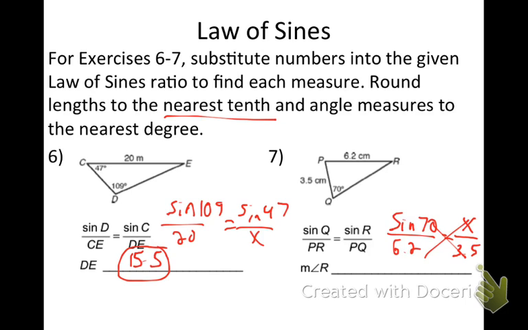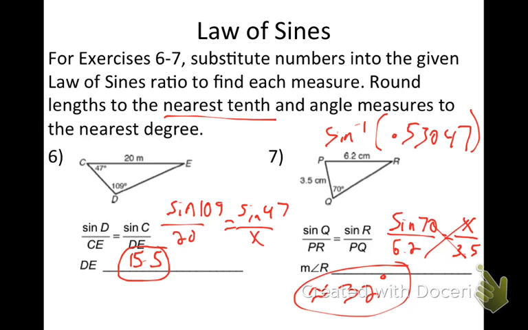What's that decimal come out to be? Who remembers what the decimal comes out to be? 0.53047. And then I do the sine inverse of that. Sine inverse of 0.53047 gets me an answer. That is what, Trevor? 32.03. Approximately 32 degrees. Again, remember, when I'm finding degrees or angles, I have to make sure I use that sine inverse button.